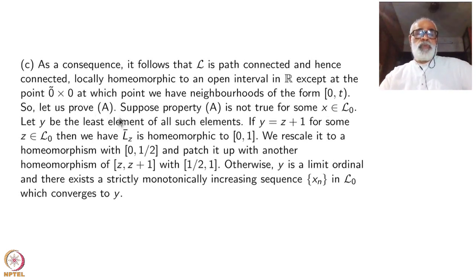So let us prove property A. We have not yet proved that one. I have indicated it already. Suppose property A is not true for some x belonging to L0. What does that mean? If you take the set of all points for which property A is not true, that is a non-empty set, so it will have a least element. Let y be the least element of all such elements.